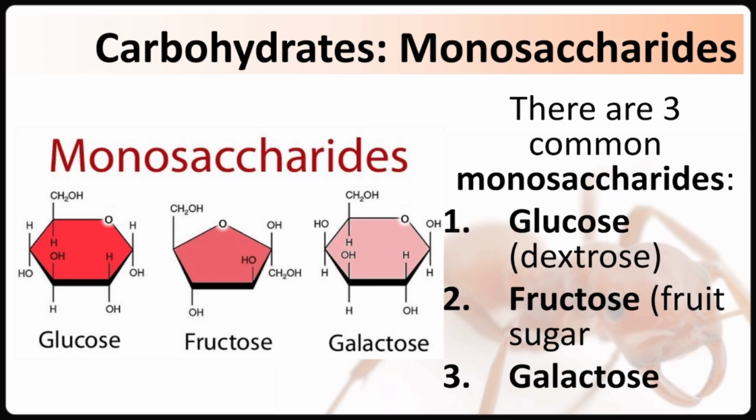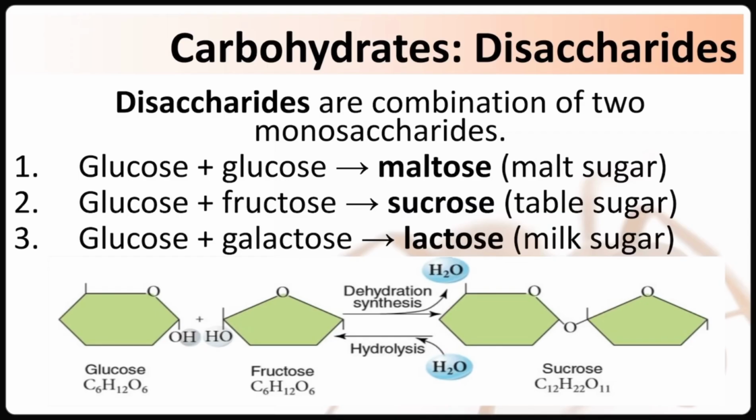Now, monosaccharides are the simplest form of carbohydrates, consisting of a single sugar molecule that cannot be broken down into smaller sugars anymore. They serve as a quick source of energy and building blocks for more complex carbohydrates. The three common monosaccharides are glucose, which is the main energy source for cells, fructose or sugars found in fruits, and galactose, which is commonly found in milk.